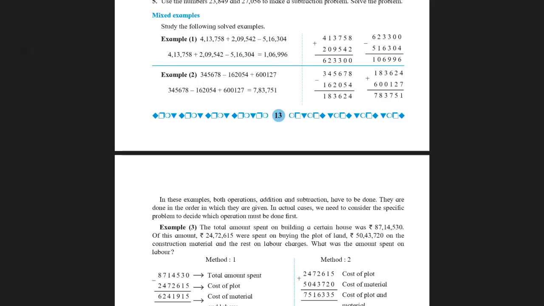Now for the second example, 3,45,678 minus 1,62,054. You are first going to subtract both these numbers. The answer that you get, 1,83,624, you're going to add to 6,127. And your answer will be 7,83,751. These are the solved examples in your textbook, and I'm just explaining this so that you get an idea of what is going to come in your exercise.